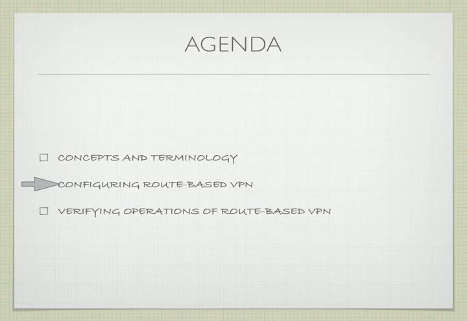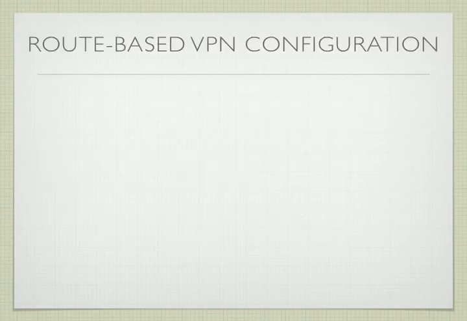Okay, so let's look at how the configuration actually works and where these tunnel objects come in. We're going to go through the process of creating a route-based VPN, and you'll see most of the steps here are the same as policy VPN. It'll just be a few differences. To configure a route-based VPN, we are going to need to create the tunnel interface that we're going to need for the configuration in advance.